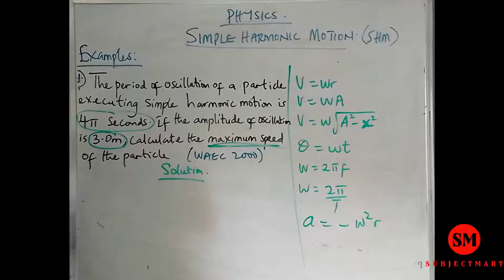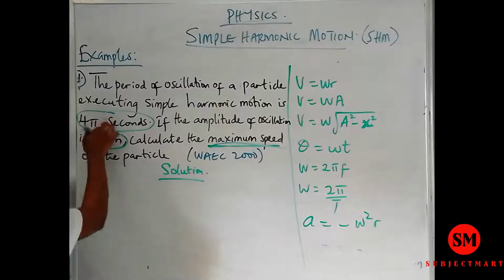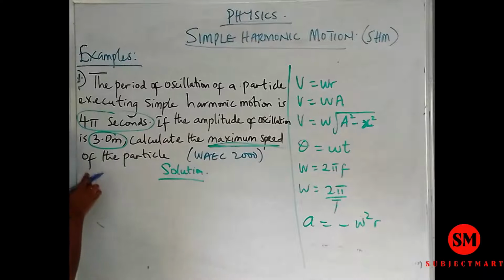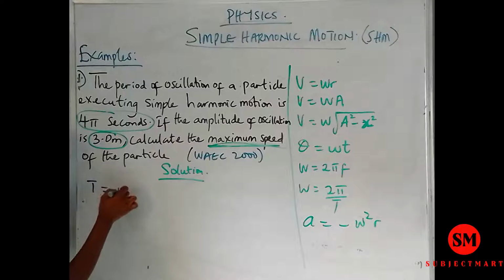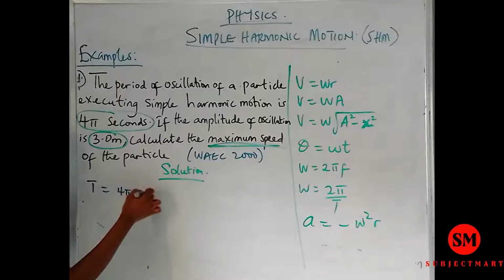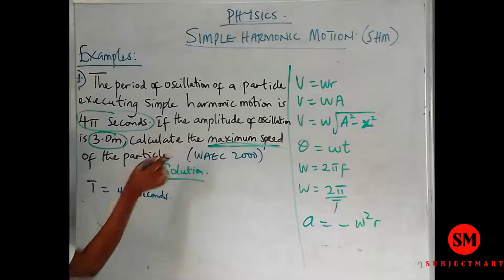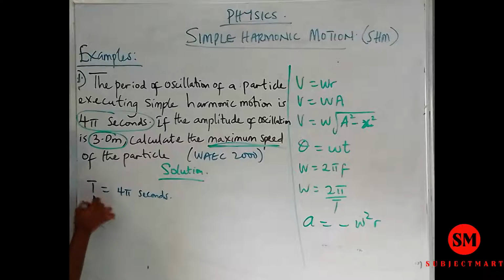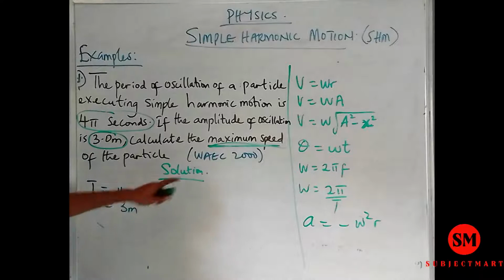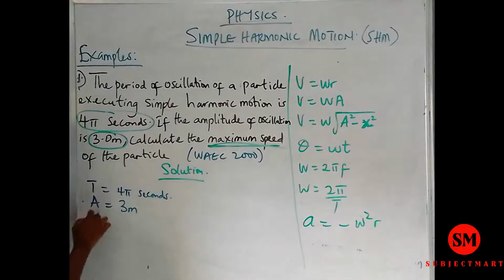So the first thing we need to do is to write out our parameters. From the question we are given T, which equals 4 pi seconds. We're given the amplitude, which equals 3 meters. And we have to find the maximum speed, which equals v. So let's come here and see which of the formulas will be applicable.